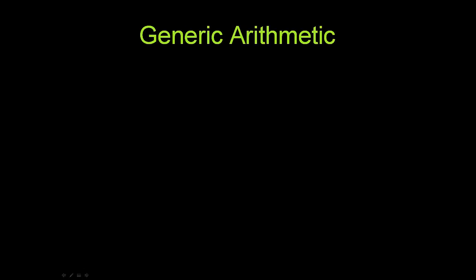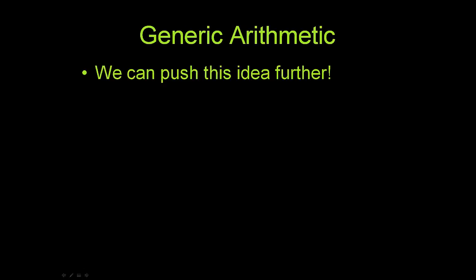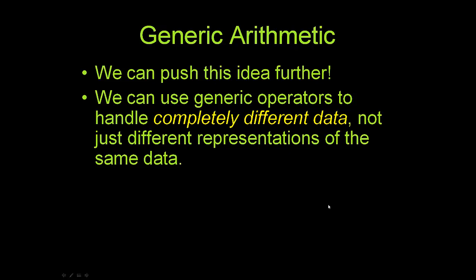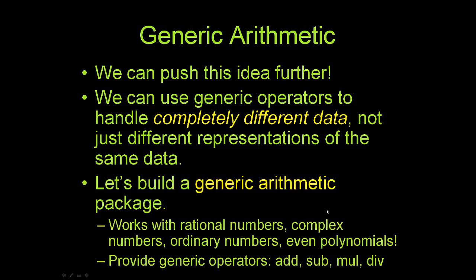Okay, now to check that you really understood what I said, we will now push this idea. Instead of just using generic operators to handle different representations of the same data type, we'll now use it to handle completely different data types. And to do this, we'll do this thing called the generic arithmetic package. So the idea is that we now want to work with rational numbers, complex numbers, ordinary numbers, as well as even polynomials. And we want to be able to do all these operations: add, subtract, multiply, divide.